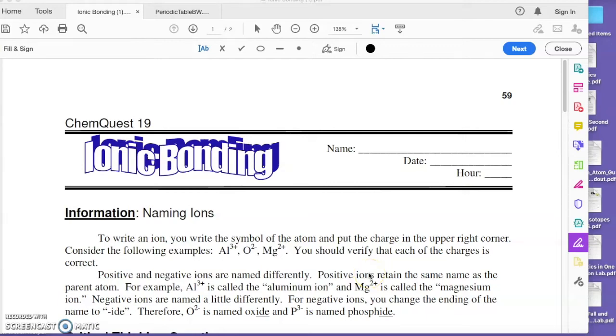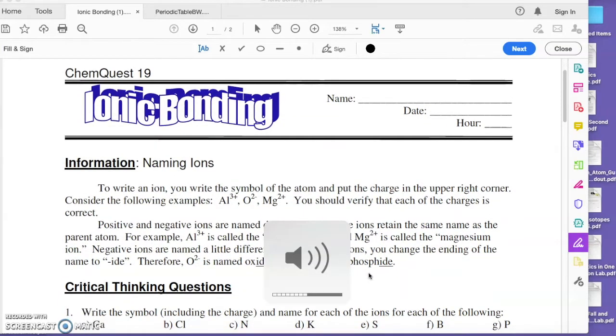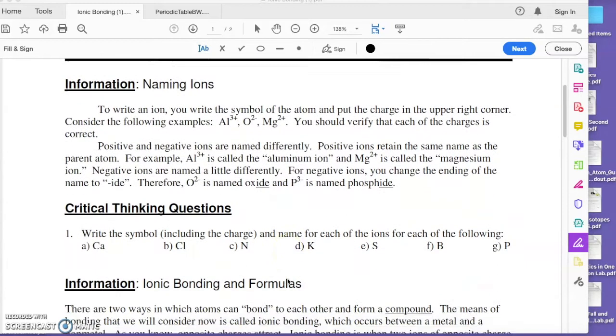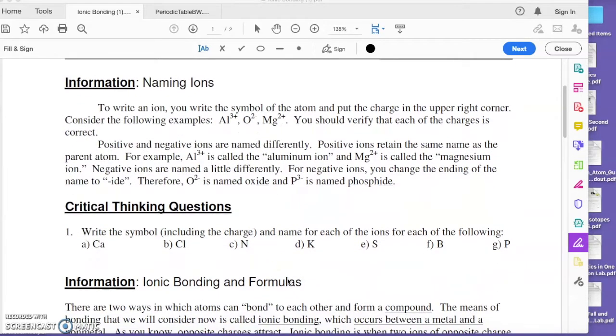All right, so this is the ionic bonding quest. First thing is naming ions. To write an ion, you write the symbol of the atom and put the charge in the upper right corner. So consider the following examples: Al3+, O2−, Mg2+.